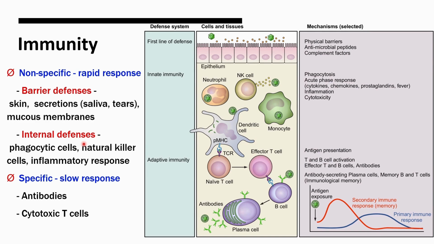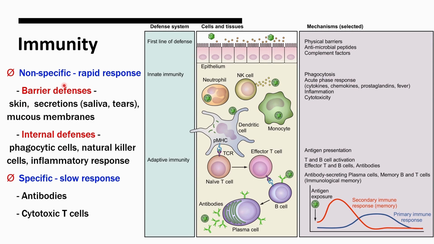So in immunity, your body responds to diseases in mainly two ways. Some responses are non-specific. They are usually the first line of defense. And some responses are very specific towards a particular organism, a particular pathogen. Non-specific responses occur very quickly. Usually these include the first line of defense and the innate immunity, internal defenses. The first line of defense includes the barrier defenses like skin, secretions and mucous membranes.